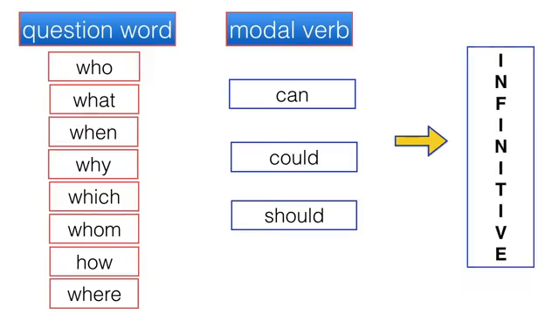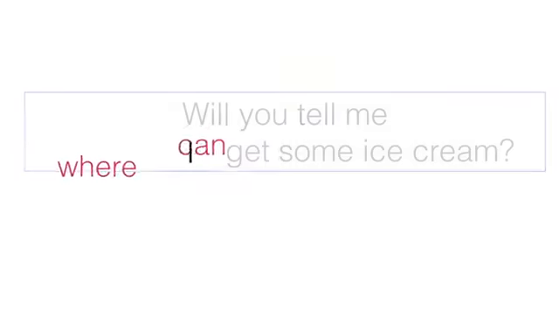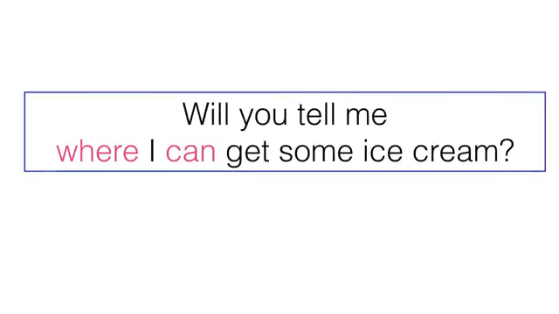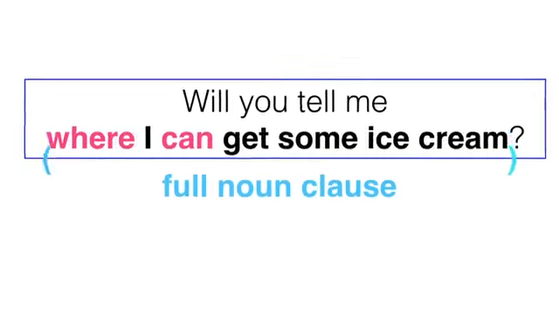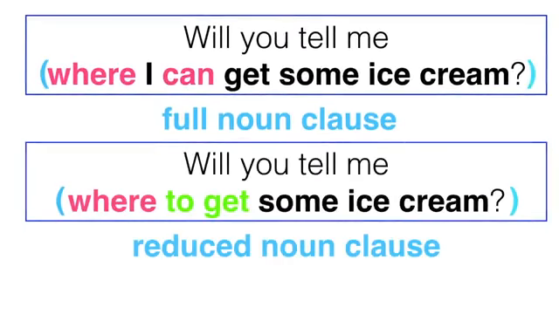Let's look at some examples. Will you tell me where I can get some ice cream? This is the full noun clause. To reduce it to an infinitive phrase, we simply remove I and can and add to to make where to get. Will you tell me where to get some ice cream?